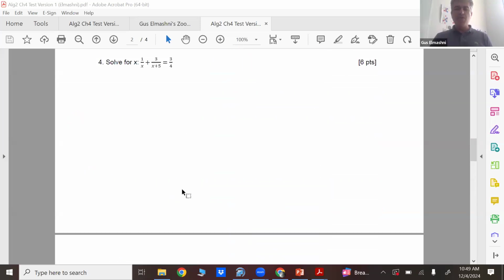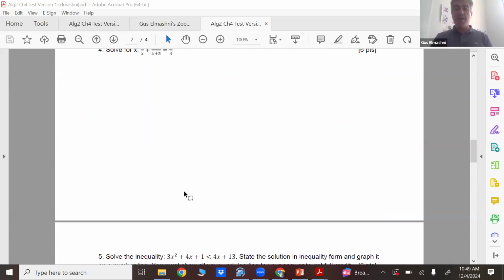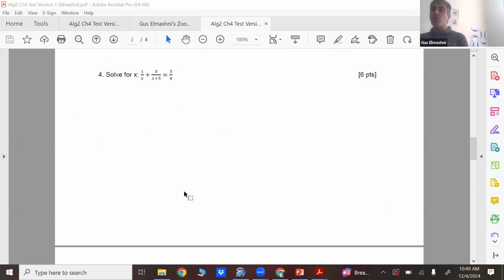Okay, let's now jump to another question. Equations again. Number 4. This is a review question, because I did say we are going to have a rational equation. And it is going to be worth 6 points. It's going to kind of look like this. And I'm going to be honest, it's going to be a little nasty.